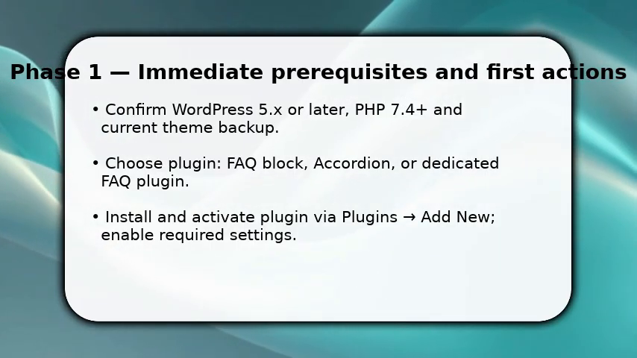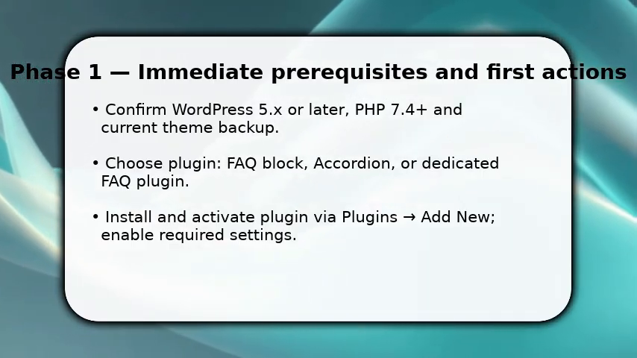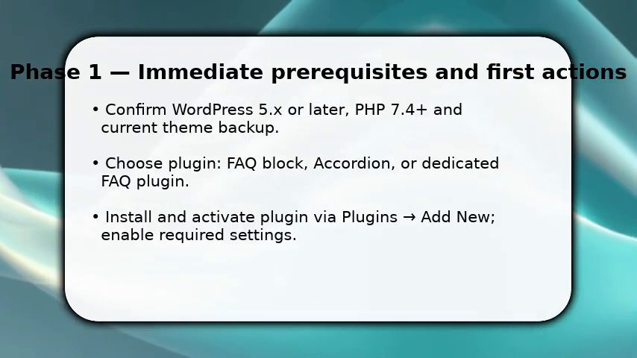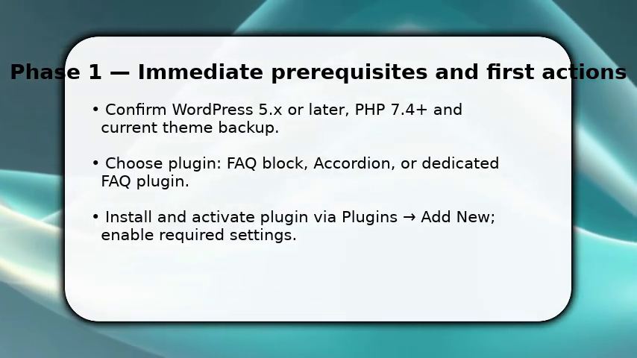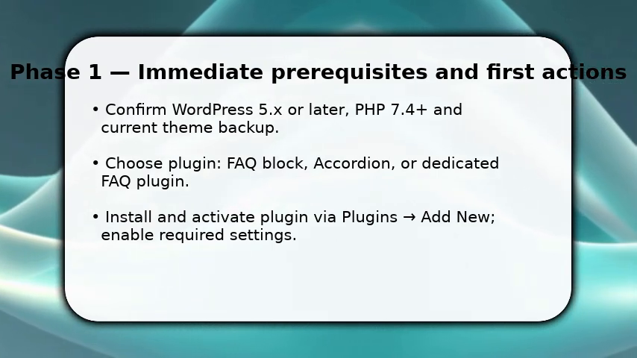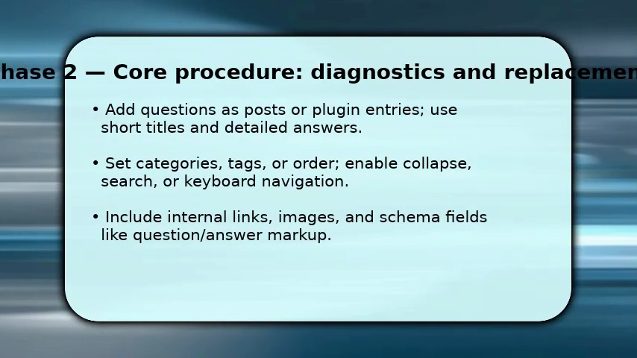Once activated, open the plugin settings to select display style, accordion, list, or grid, and enable SEO or schema options if available. This matters because structured data improves search visibility and usability, so set defaults now before creating entries to avoid rework later. You now create your FAQ content.